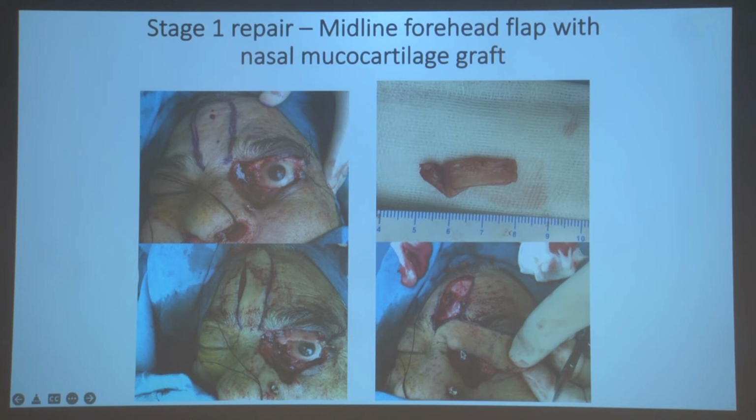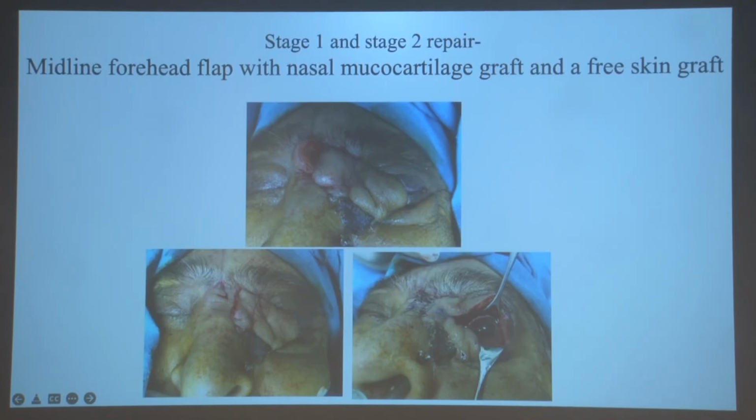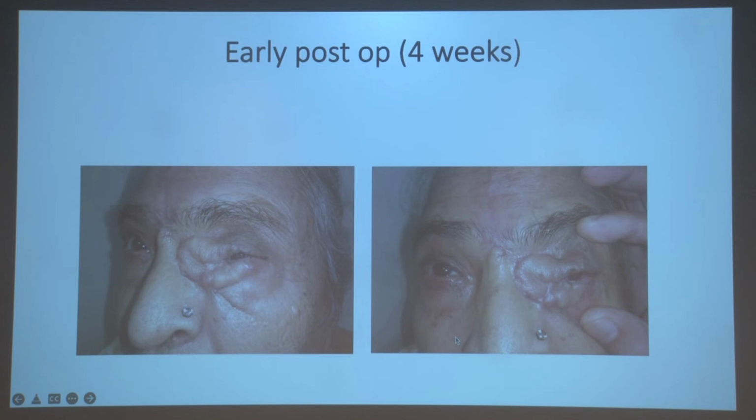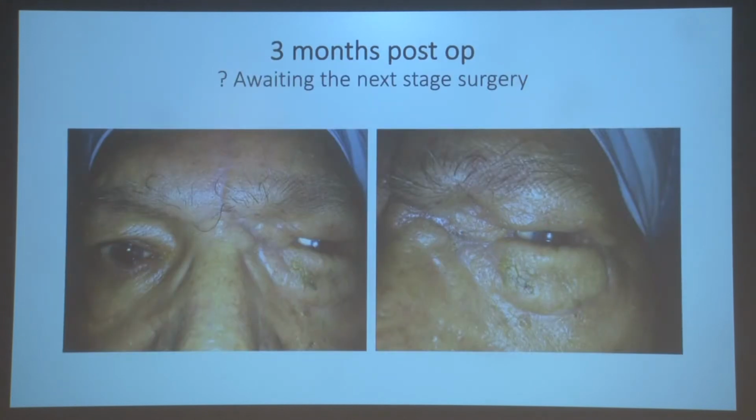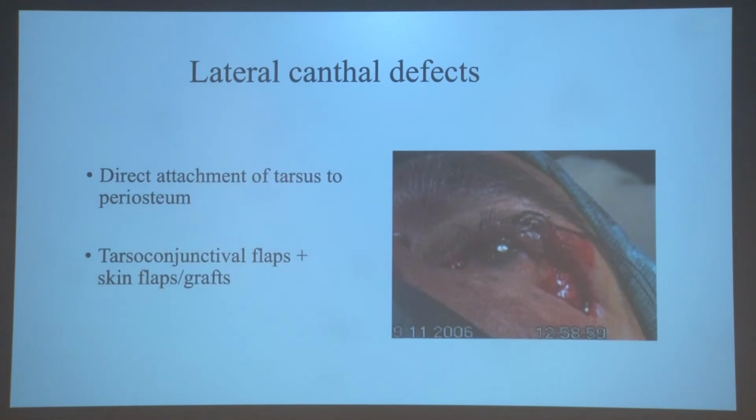We thought we must cover the eye somehow. Nasal mucocartilage graft taken, free skin graft also taken in this part. And finally, we had something like this at 4 weeks and something like this at 3 months. She doesn't want any further improvements, which we have suggested.